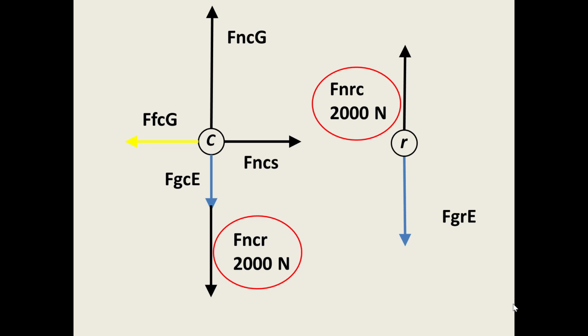What's the pair to that force? For every action, that normal force of the crate pushing on the refrigerator, there's an equal and opposite reaction: the refrigerator pushing down on the crate. We can see those, the 2 circled values, and that is our Newton's third law pair of forces.